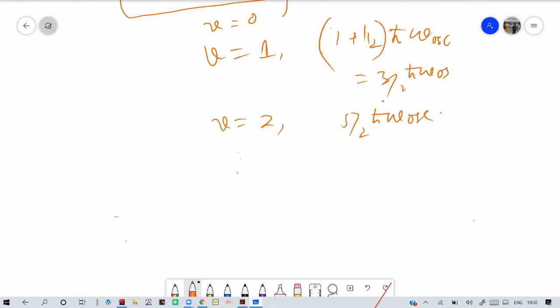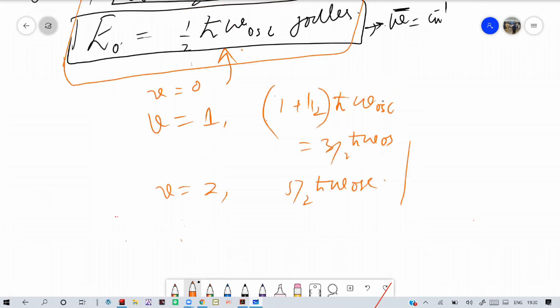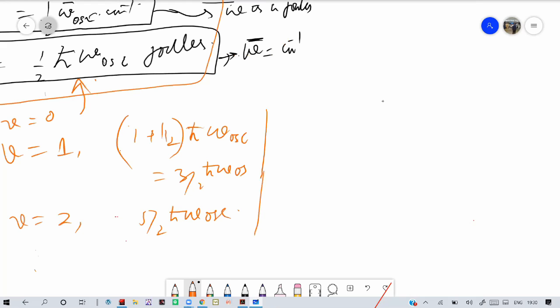Everywhere we have a ground state, that is 1 by 2 h cut omega. Then we go to 3 by 2 h cut omega. What is the change? That is 1. There is a change of 1 unit in every step, every energy level. And how do we draw the energy level, this energy versus distance?